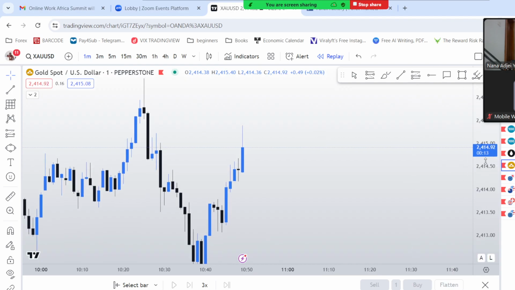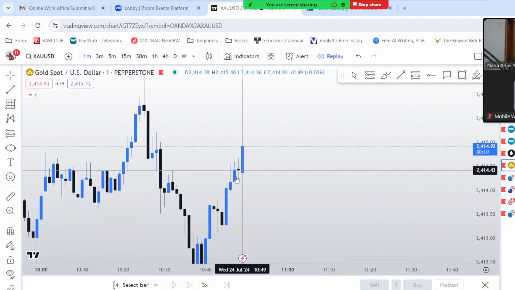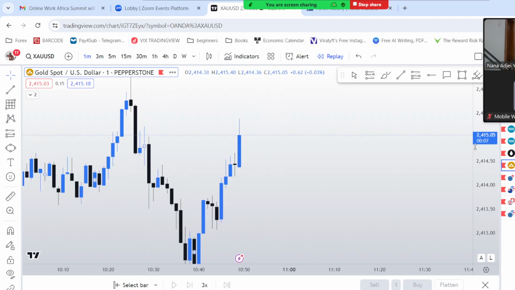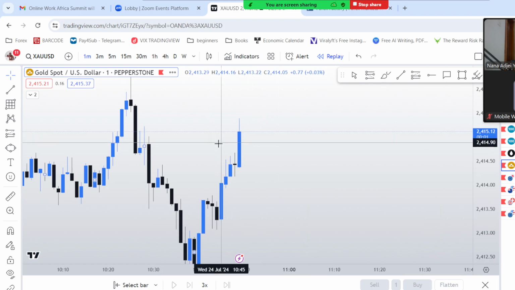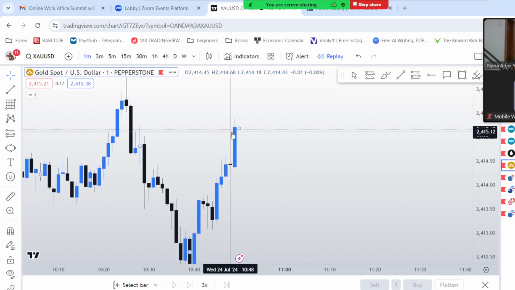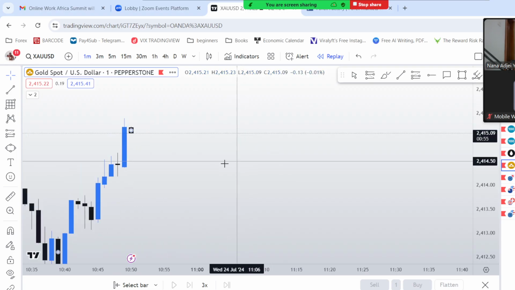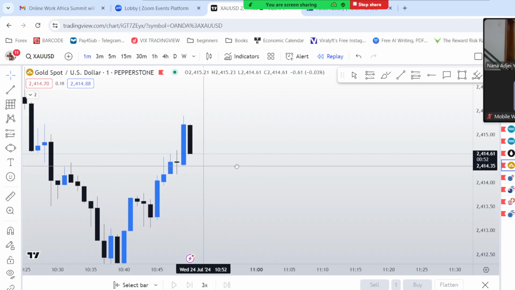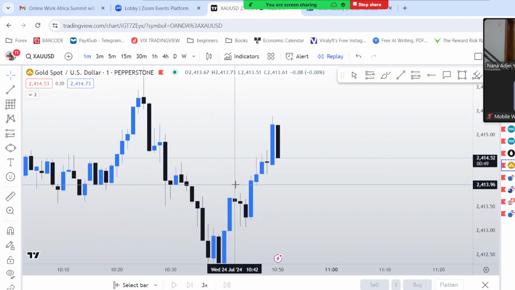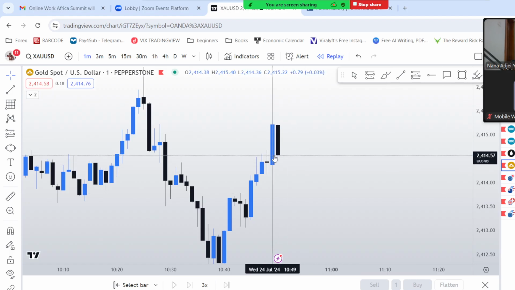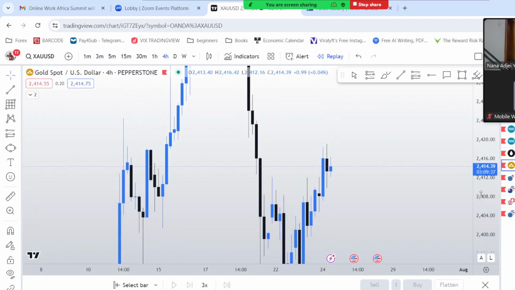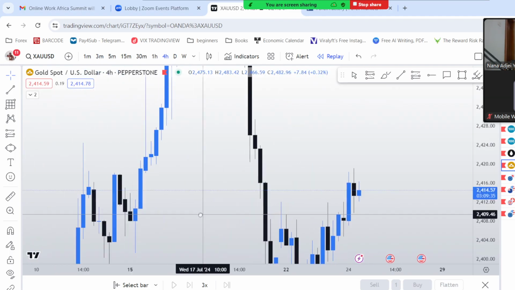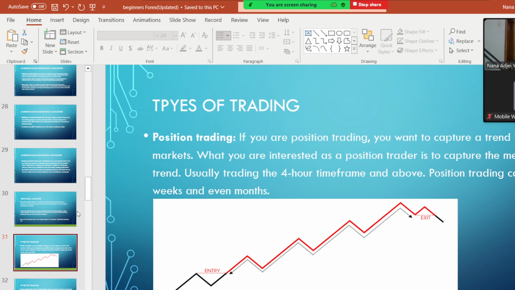Now we have like 10 seconds for this 1 minute candle to close, and once it closes, the new one starts from where it closed. You can see that this candle closed around this area, and then a new one has started printing out. After another minute, this one too will close, and then another one, and it happens on and on. So that is it for the various time frames and understanding the various time frames on the TradingView chart. That is it for position traders.